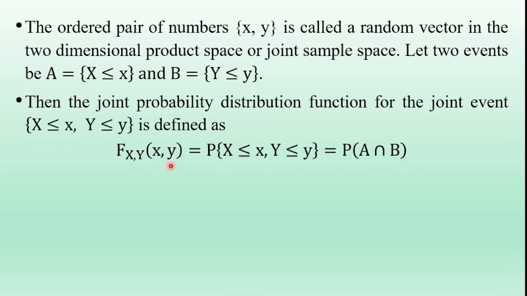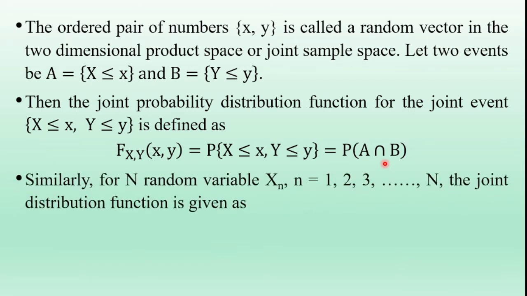So capital Fxy of x comma y is the symbolic representation of the joint probability distribution function of the random variables X and Y, which is equal to the probability of X less than or equal to x comma Y less than or equal to y. This is also denoted as probability of X less than or equal to x intersection Y less than or equal to y. So X less than or equal to x is the event A, intersection Y less than or equal to y is the event B, which is equal to probability of A intersection B. So this is the definition of the joint probability distribution function expression for two random variables.